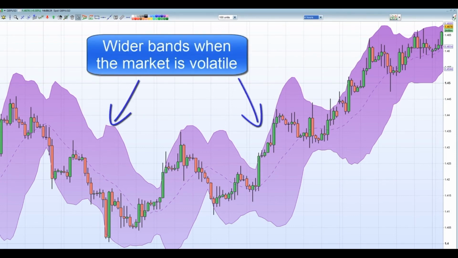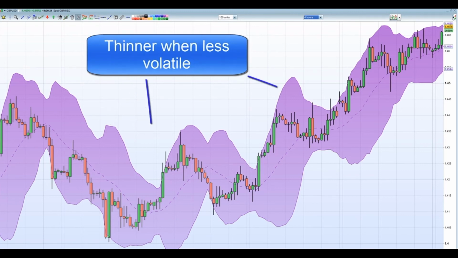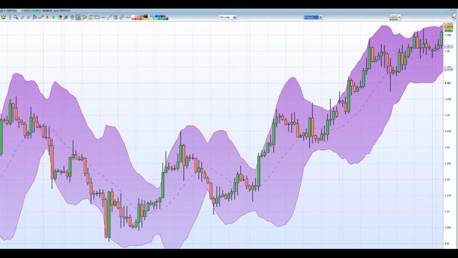When the markets become more volatile, the bands widen, moving further away from the average, and during less volatile periods, the bands contract, moving closer to the average. The tightening of the bands is often used by technical traders as an early indication that volatility is about to rapidly increase, as volatility often follows periods of lack of volatility.